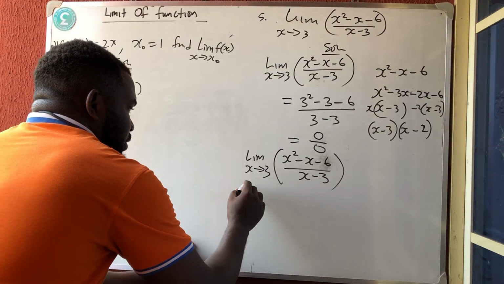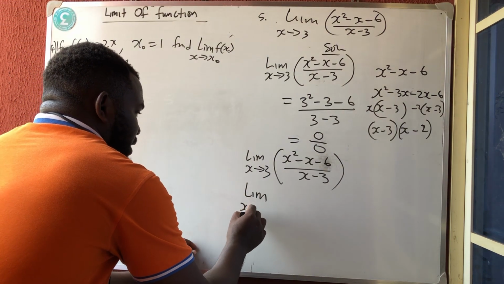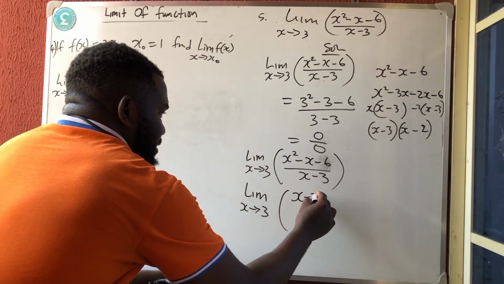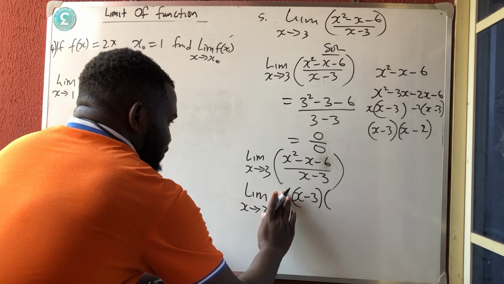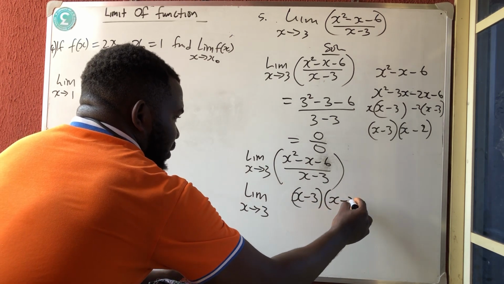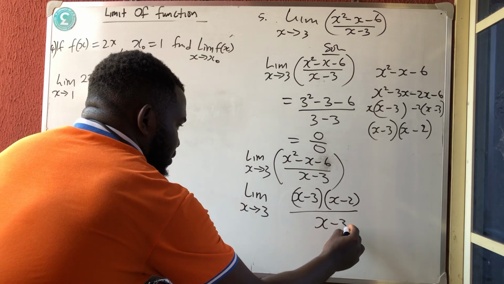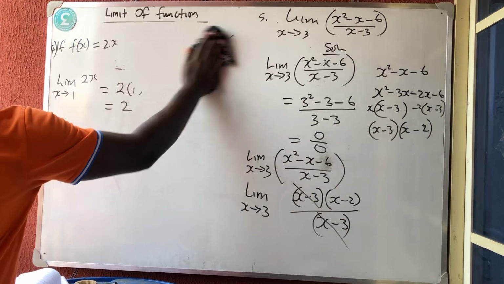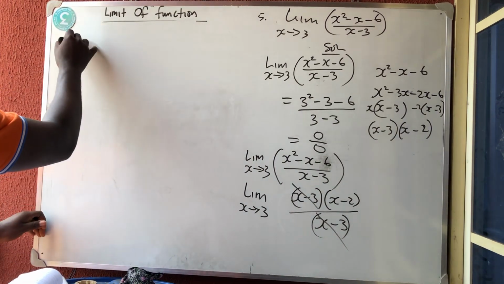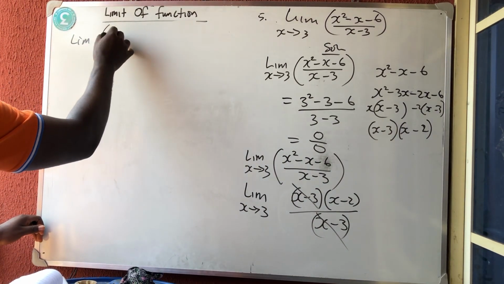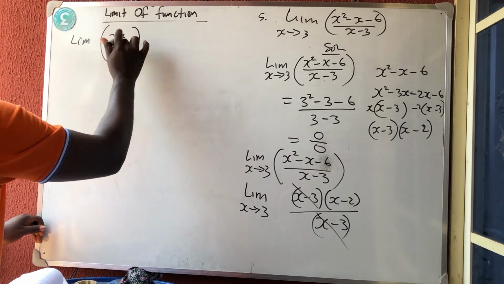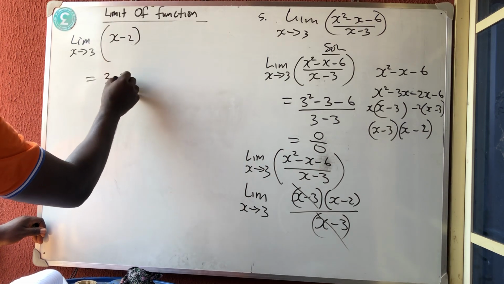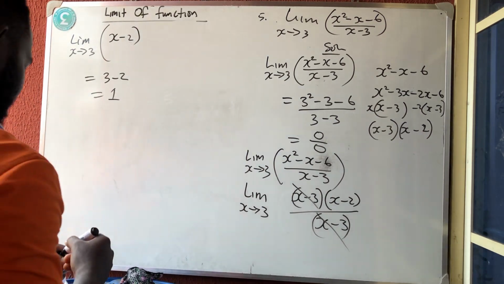So I have this. This means the limit of x approaching 3 of, instead of writing this one, I'm now writing x minus 3 and x minus 2 all over x minus 3. If you look at this now, you see that this is taking care of this. So my answer becomes the limit of x minus 2 as x approaches 3, which is 3 minus 2, which is 1.